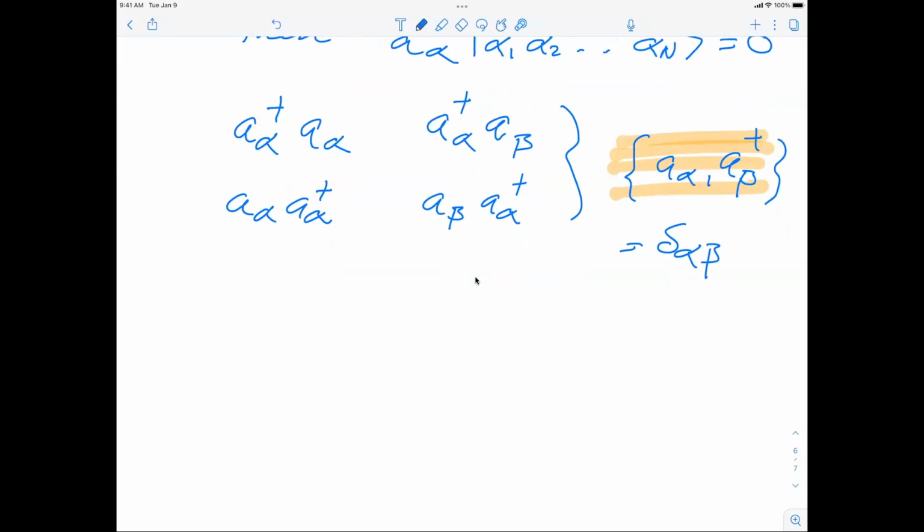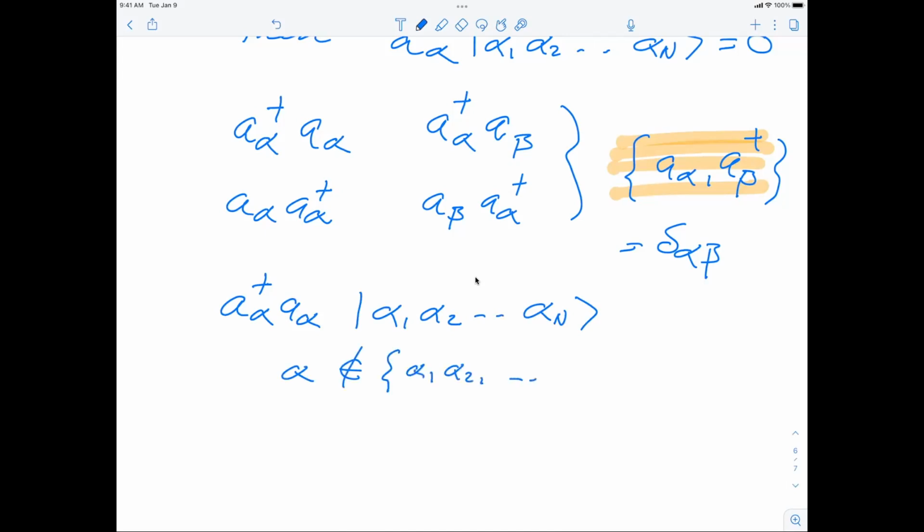So let's take a small look at the case where we have a given state, and we have an A alpha dagger, an A alpha. And this is now going to act on a state where we have alpha 1, up to alpha n. The assumption now is that this alpha is not included in this set of states, alpha 1, alpha 2, up to alpha n. If that is the case, it means that we are trying to annihilate something which does not exist there. So this is a pretty obvious case, so that has to be equal to 0.